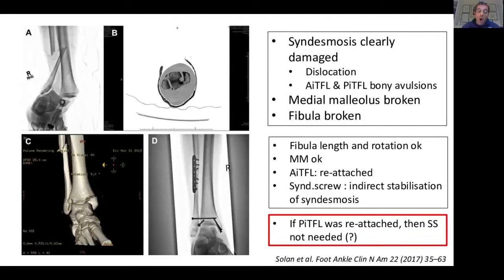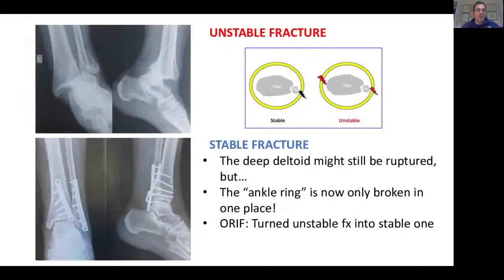However, I would say because the interosseous membrane is torn as well, it's not a bad thing to stabilize the syndesmosis with a screw as well in this case. So take home message from this: fix the fractures, total fixation, not partial fixation of the fractures around the ankle. That reattaches the ligaments, and that turns the unstable injury into a stable one. Even if you don't repair that deltoid, the ring is still stable, and that should be okay.